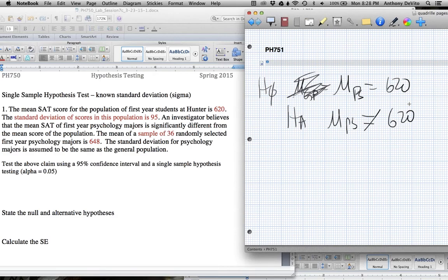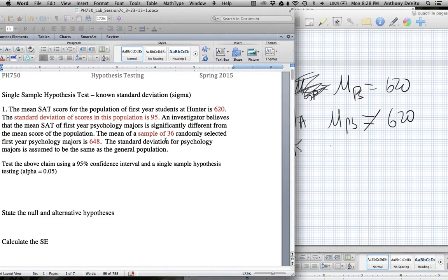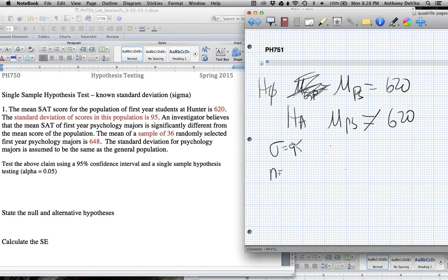Now, what's the sample size we took here? 95, right? Well, sorry, the standard deviation of the population is 95. What's the sample size? 36. N is equal to 36. So what is my standard error going to be for a sample of size 36?